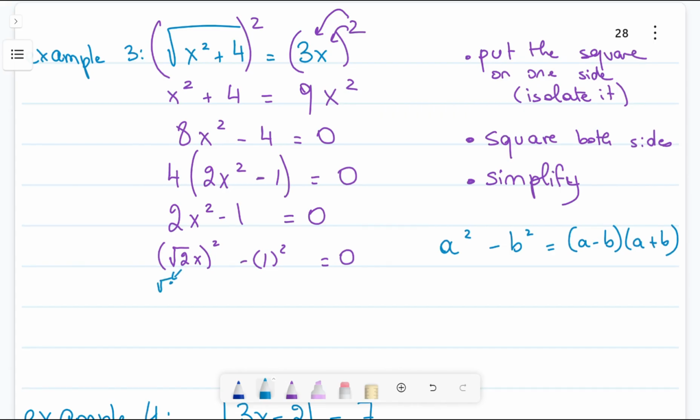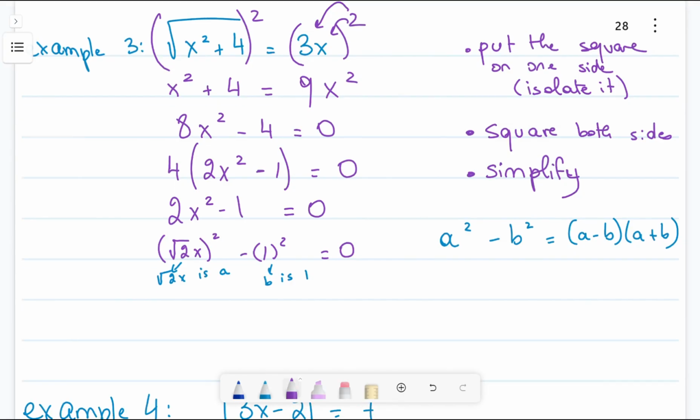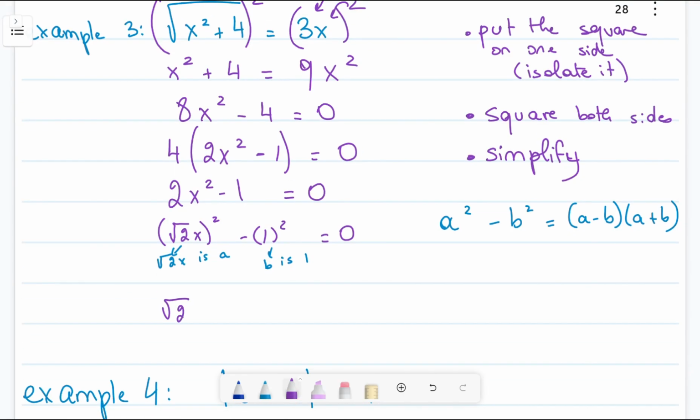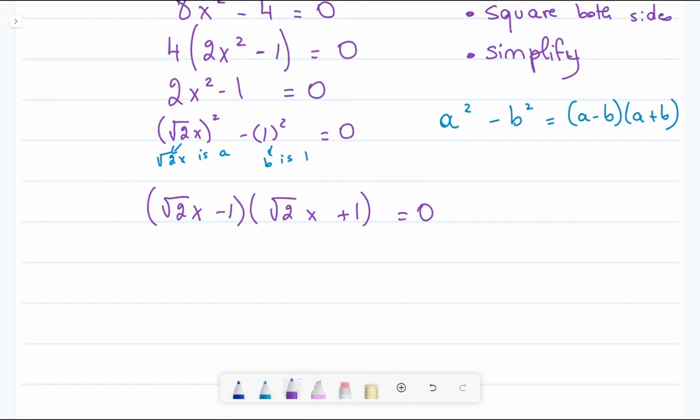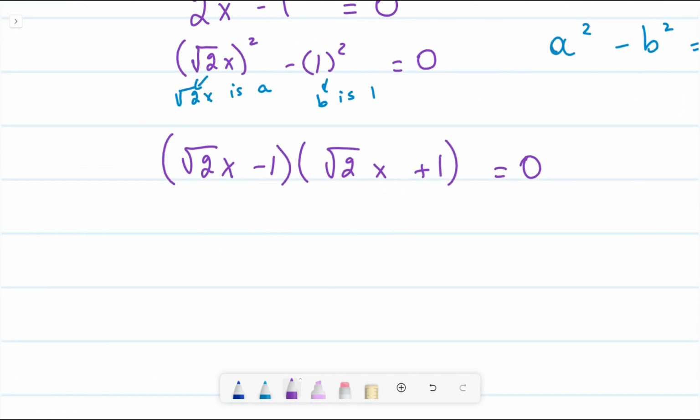square root of 2x is a and b is 1. So I would like to rewrite this as a minus b times a plus b, which is 1, equals 0. And now, if this expression equals 0, then at least one of these two factors is 0. So square root of 2 times x minus 1 is 0, or square root of 2 times x plus 1 is 0. I will solve each one of them.